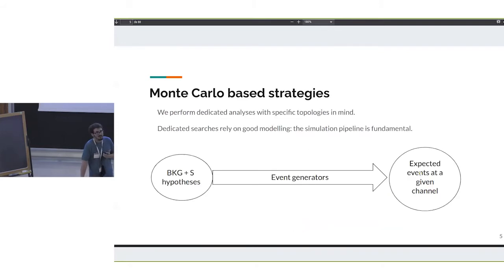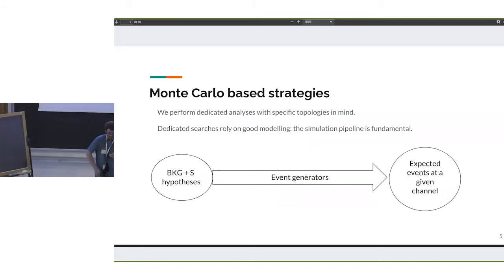How do we use these simulators, and how do we use this theory to try to measure the standard model processes? Well, first, usually what we do is we perform dedicated analysis with specific topologies in mind. We usually have a background hypothesis, we have a signal hypothesis, and these dedicated searches rely on this choice of hypothesis and on a very good modeling of this hypothesis. We need to know what we're looking for, and we need to know it with a certain degree of precision.